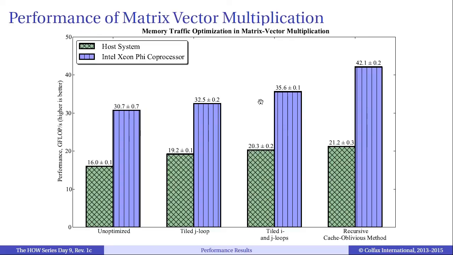So after trying tiling, I tried the cache oblivious recursive algorithm, and it improved performance both on Xeon and on Xeon Phi a little bit more, and it is a bit more stable with respect to changing the tile size. And I expect that this algorithm will port, for example, to the next generation of Xeon Phi better than the tiled algorithm.